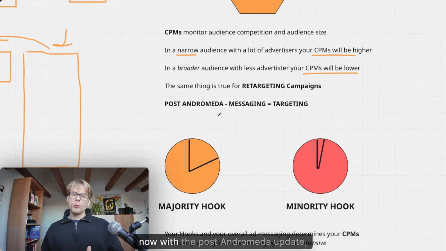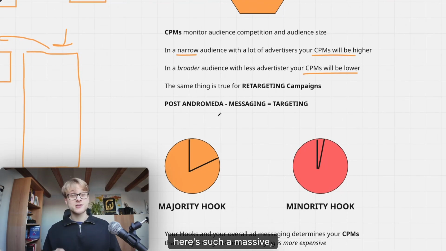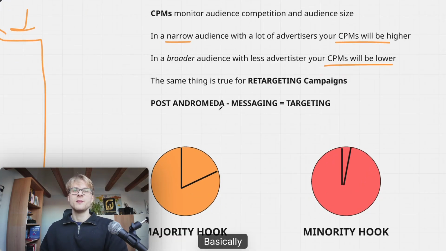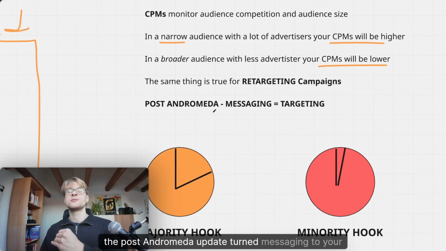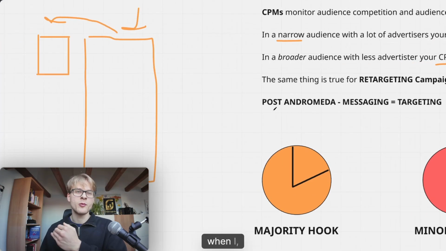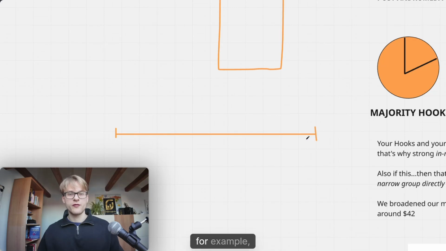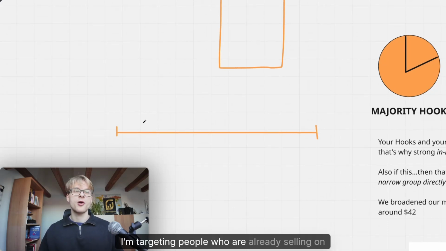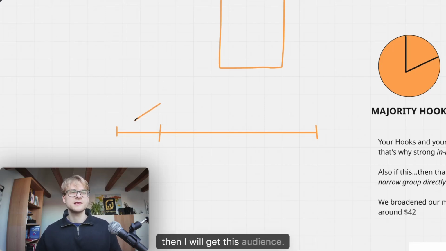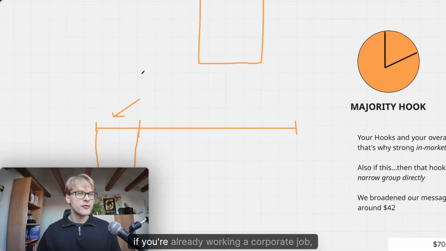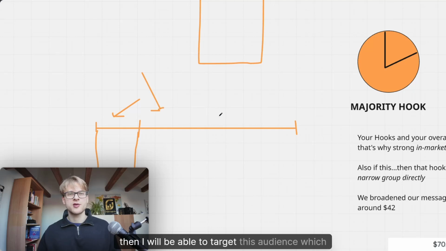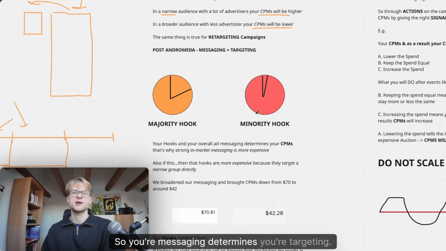right? Now, with the post Andromeda update, here's such a massive hack that I'm going to lay down right now, right? Basically, the post Andromeda update turned messaging to your new targeting. So when let's say this is my audience, okay, and when I go with, for example, I'm targeting people who are already selling on Amazon, so something like, oh, if you're already selling on Amazon, you're doing XYZ, okay, then I will get this audience. I will only be able to target this room of customers. Now, when I say something like, oh, if you're already working a corporate job, then I will be able to target this audience, which is obviously bigger, and which has a bigger room, and so on, right? So your messaging determines your targeting.